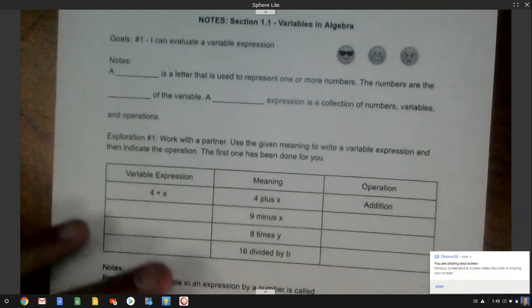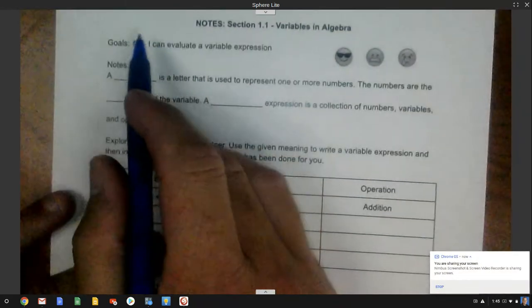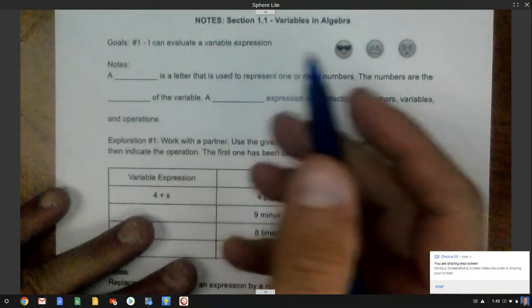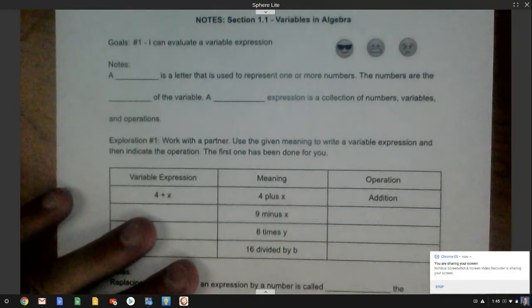Welcome to section 1.1, variables in algebra. Your goals are, I can evaluate a variable expression. First, some notes to get us started.